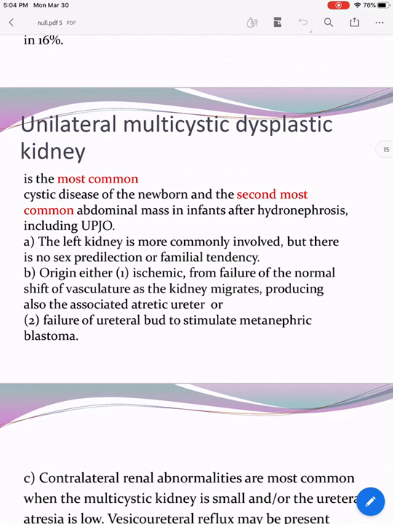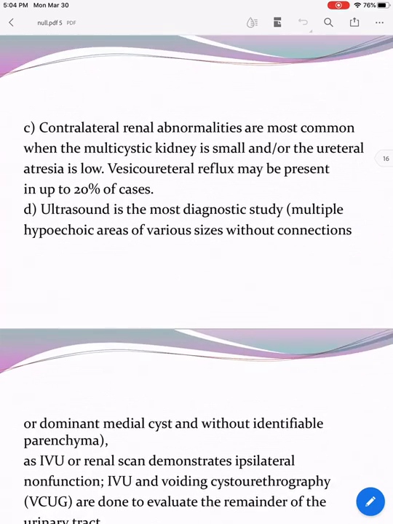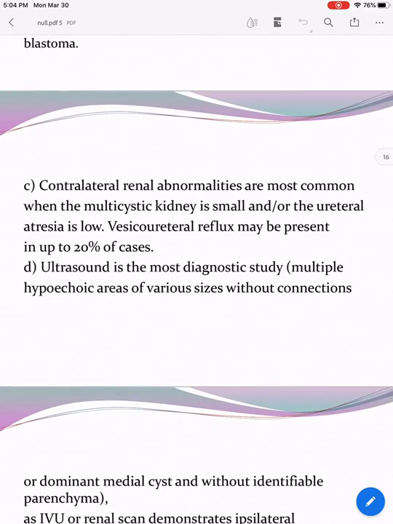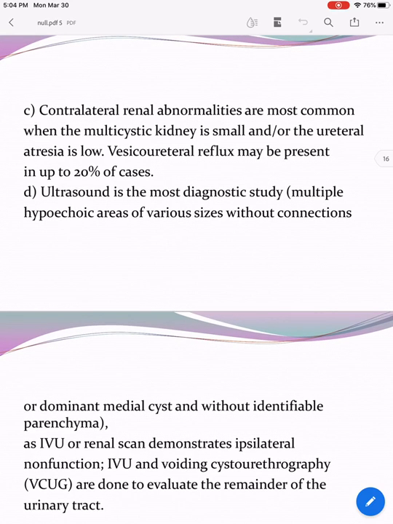What's the cause? It is usually due to faulty union or connection between the metanephric blastema and the ureteric bud, resulting in multiple cysts of different sizes occupying the renal parenchyma, and there is no renal function of this kidney. However, it is sometimes associated with genitourinary abnormalities in the contralateral side. For example, vesicoureteral reflux may be present in about 20% of cases.